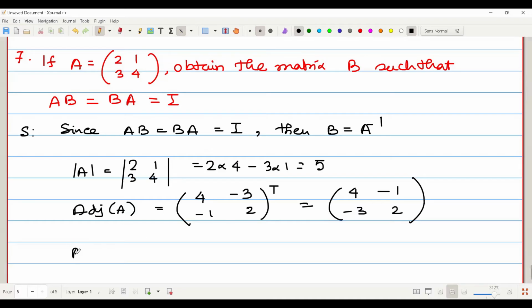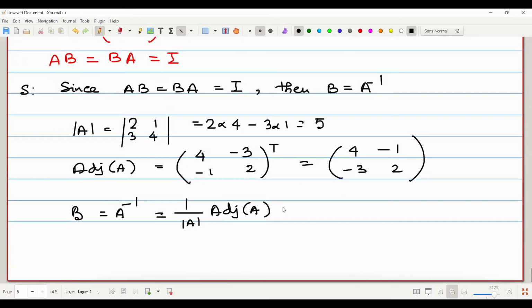So what is the B? B is equal to A inverse, which is equal to 1 by determinant of A and then the adjoint of A, so the result is 1 by 5 of [4, -1; -3, 2], and that is the solution of the matrix B.